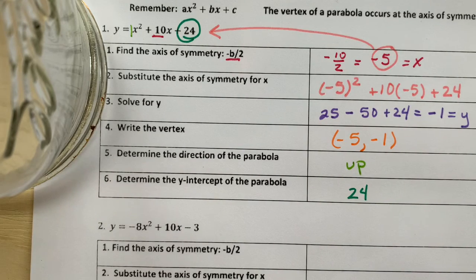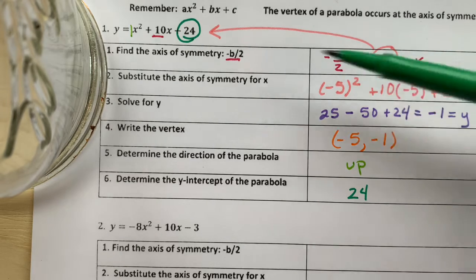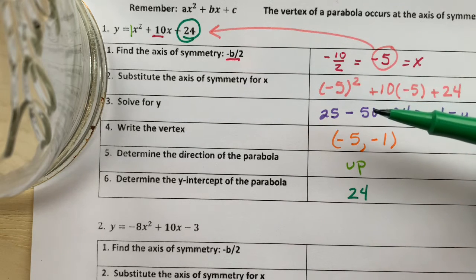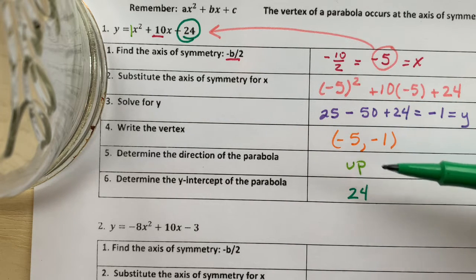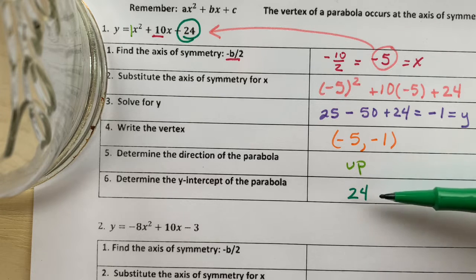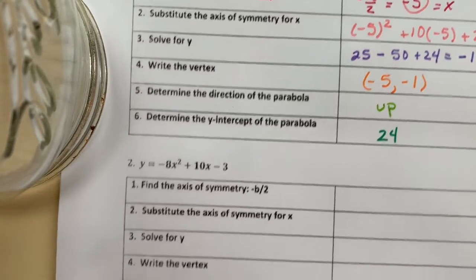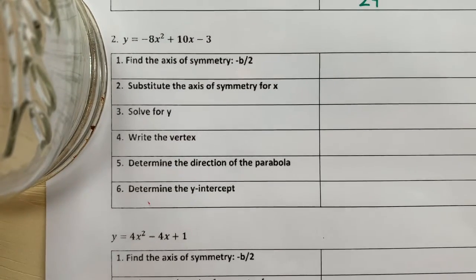And that's all we're doing for this week, is finding our axis of symmetry, substituting that into our equation for x, solving for y, then putting that as our vertex, determining if it's up or down, and what our y-intercept is. So only one more thing than last week. Let's look at number 2.